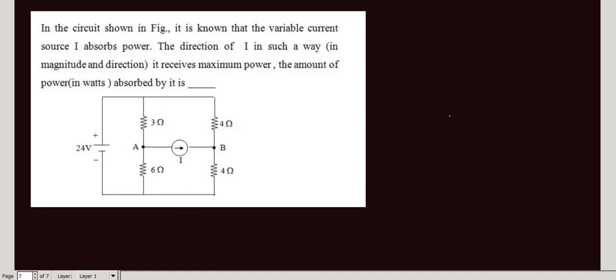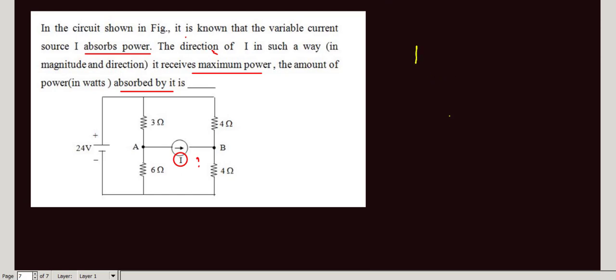So you can carefully observe the question. What he asked is the amount of power absorbed by it. Here the variable current source is this. The direction of the current I is such that it receives maximum power. He asks to find the amount of power absorbed, and also note that in the question it is given absorbed. We know that very well.